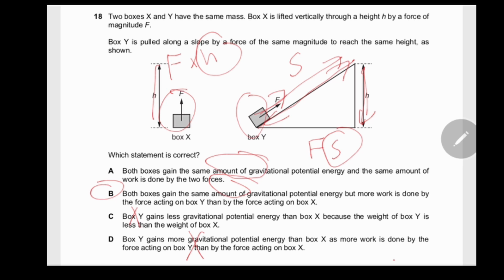Now remember, work done is the product of force and distance moved in the direction of the force. So if you're doing A, your force is F vertically, your distance traveled is also H vertically, so your work done is FH. But if you're finding the work done for Y, the F is diagonal, so you must multiply by the diagonal distance S. You will notice from a right angle triangle, S is definitely longer than your vertical height H. S is longer than H, so therefore you have more work done. So there'll be more work done on Y. Okay?